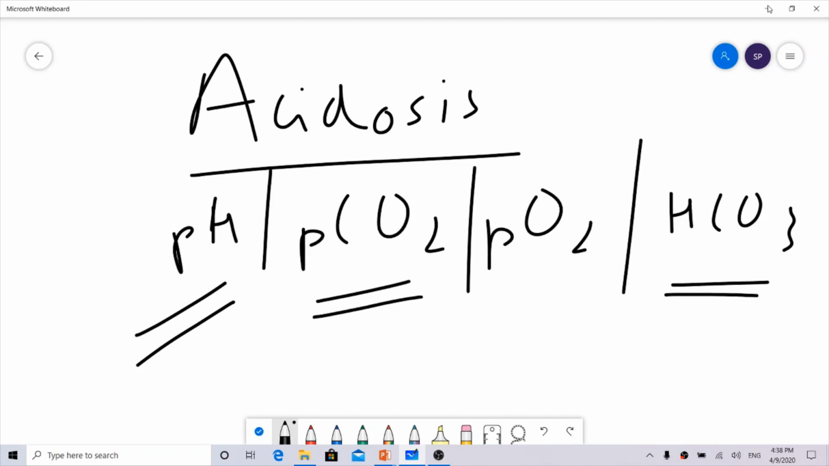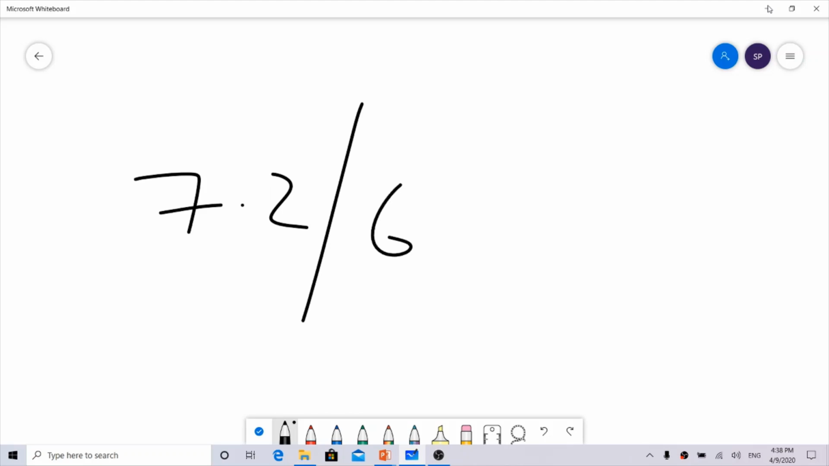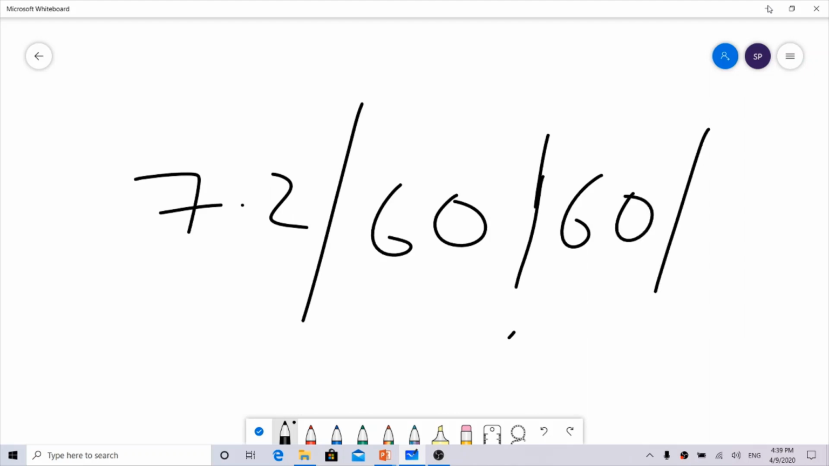Let's give some numbers to it. Let's say you come across a pH of 7.2. You all know it's low because you have read that. Then you come across a PCO2 level of 60 and a PO2 level of 60, so you know this pH is low and this PCO2 level is high.